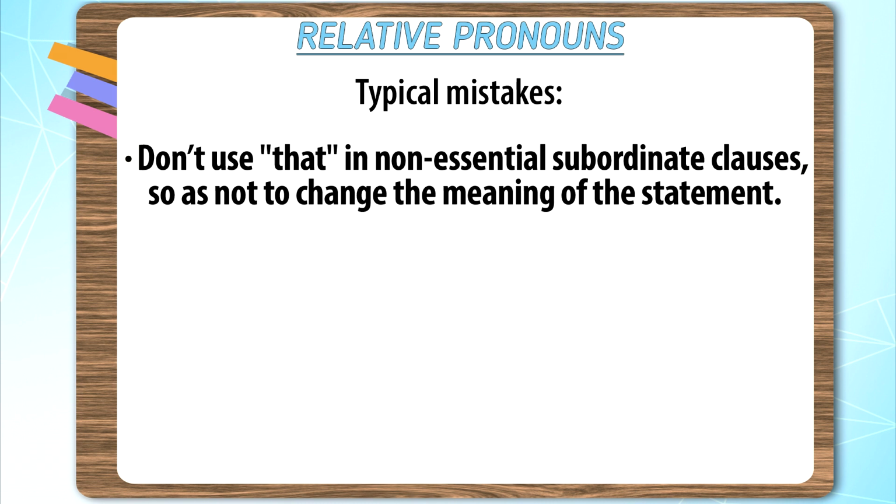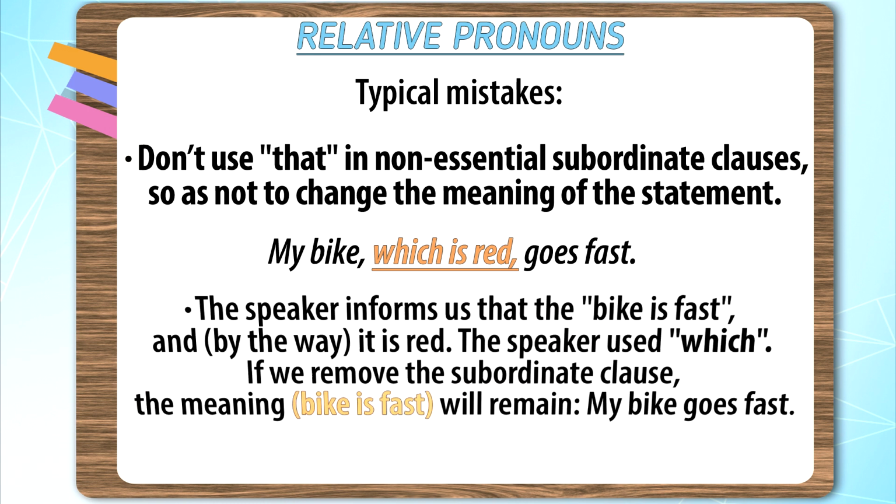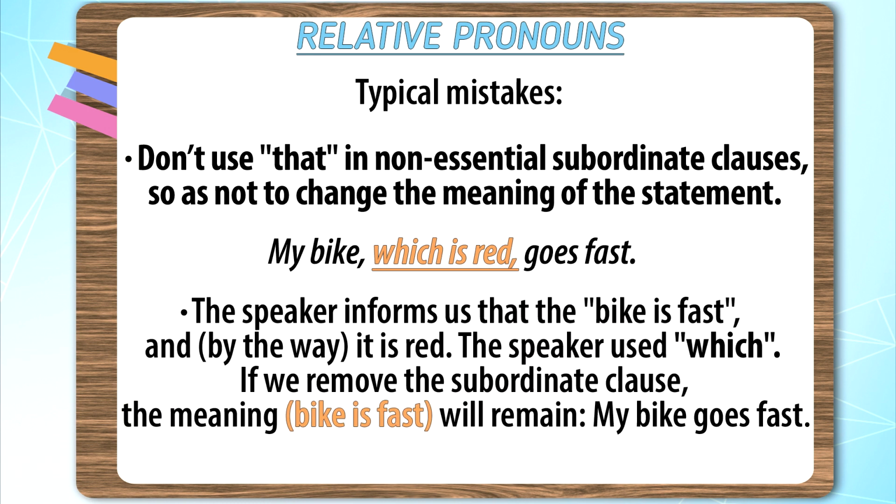Let's look at 2 sentences to understand the difference. My bike, which is red, goes fast. The speaker informs us that the bike is fast, and by the way, it is red. The speaker used which. If we remove the subordinate clause, the meaning bike is fast will remain. My bike goes fast.